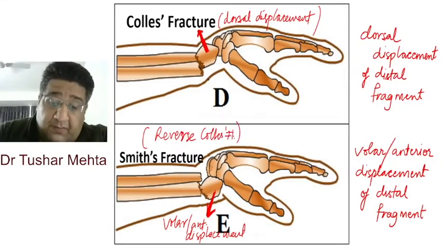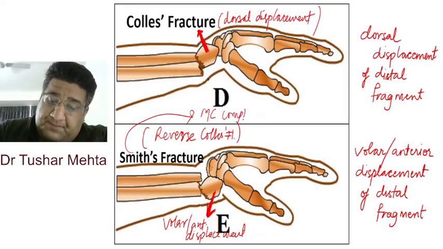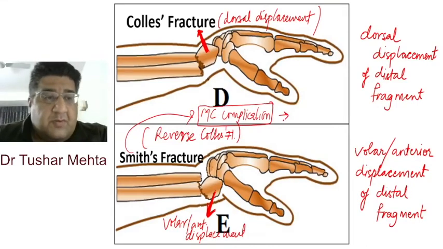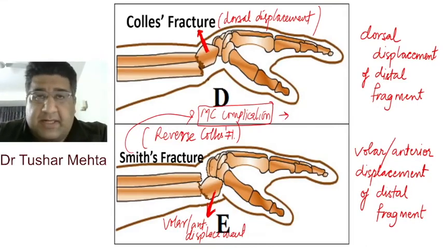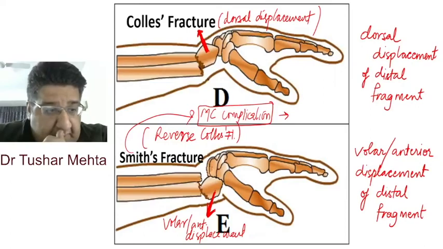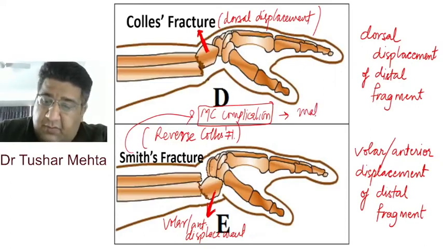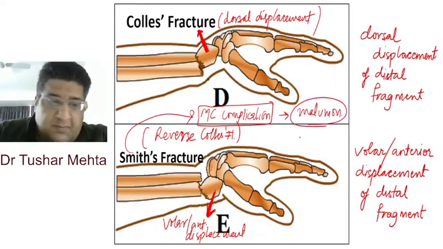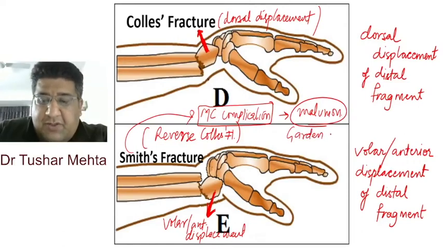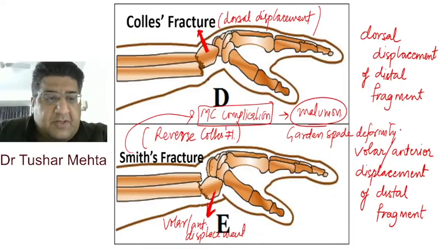Now I want all of you to answer one question: what is the most common complication of Smith fracture? Can anybody tell me? What is the most common complication of Smith fracture? Any answers? I'm sure most of you got it right. It is malunion, and that malunion will give rise to which kind of deformity? Garden spade deformity.